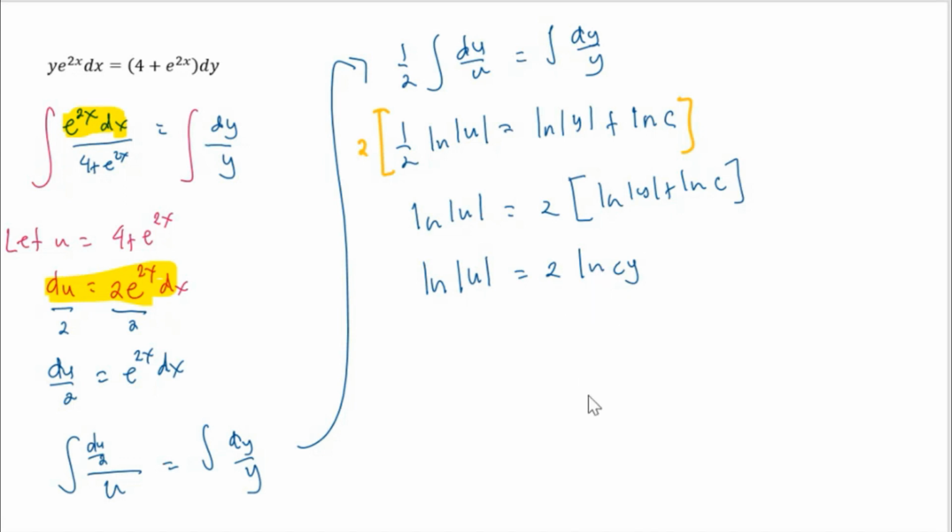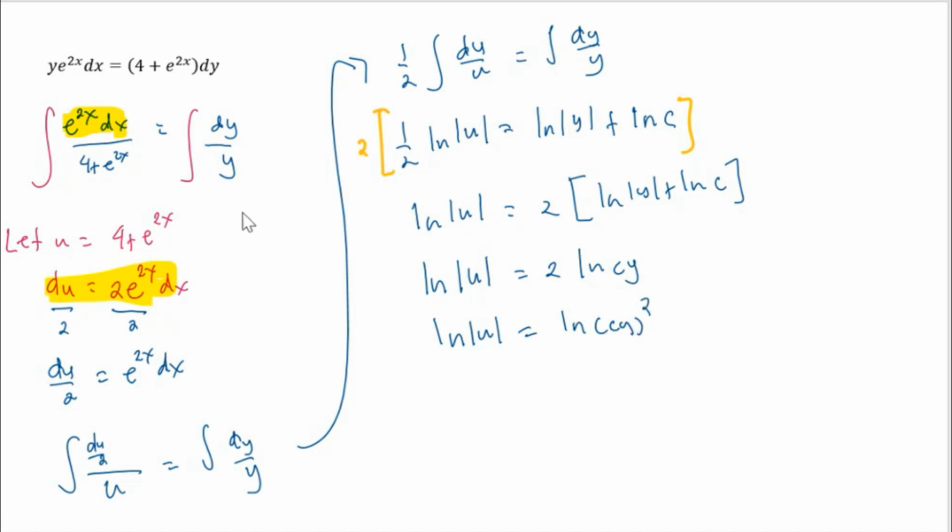And applying again the power rule of the natural logarithm, we can write now ln of the absolute value of u is equal to ln of the quantity of cy to the power of 2.